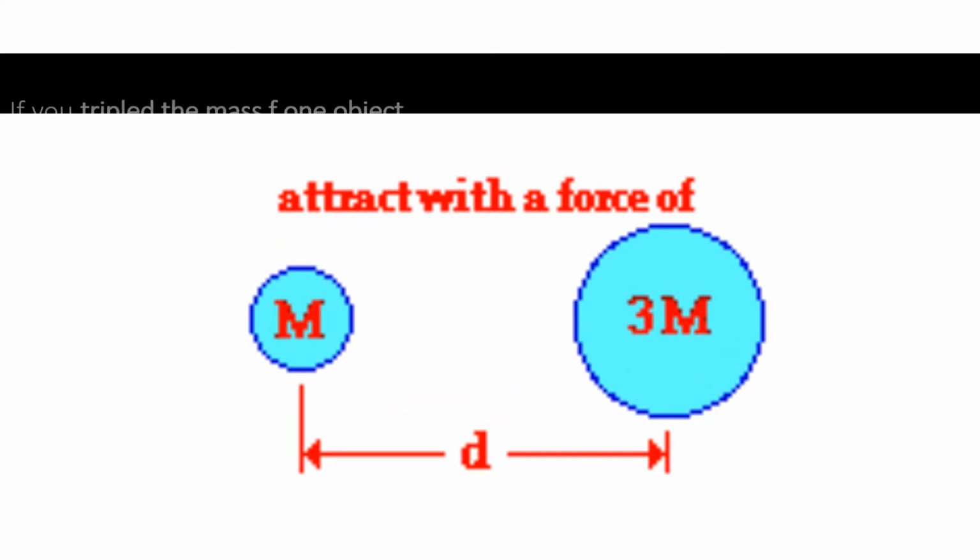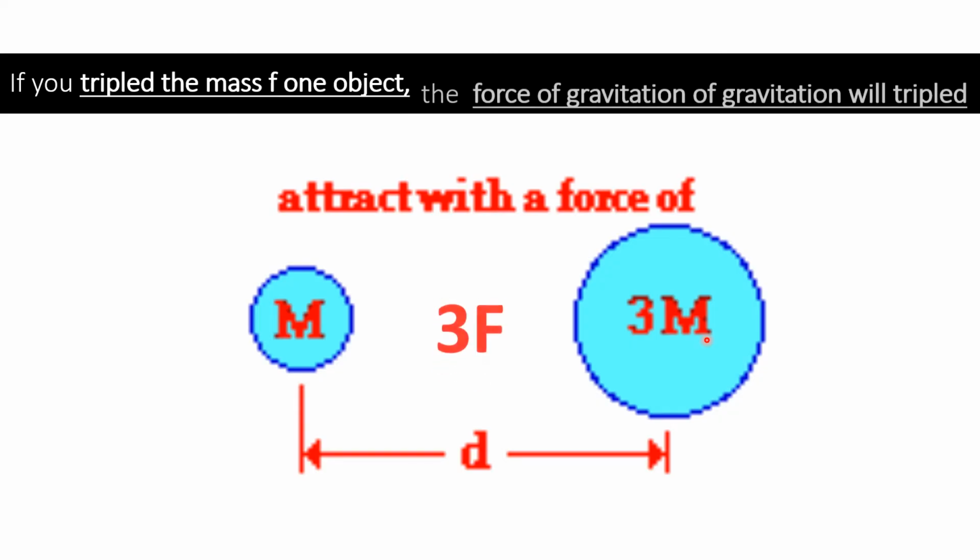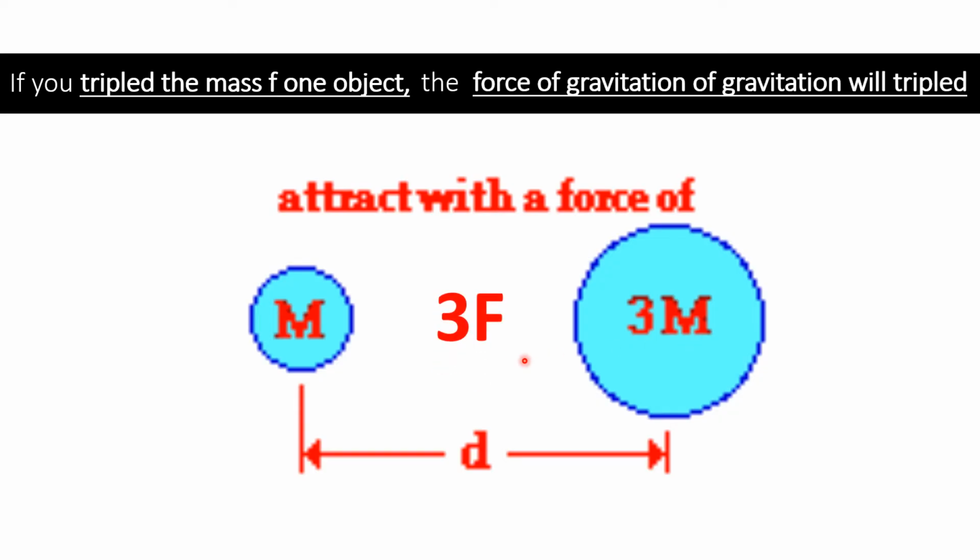What if you triple the mass of one object? So we have an object. I tripled the mass of this one and this one is still the same. What will happen to the force of attraction between them, or the gravitational force? The gravitational force will be equal to triple, because it's only one object. So, as simple as that. That is the relationship between the mass of the object and the gravitational force.